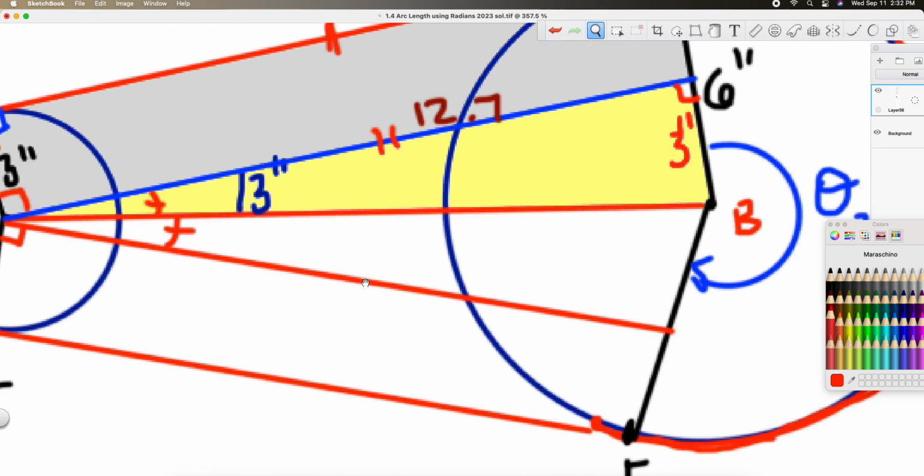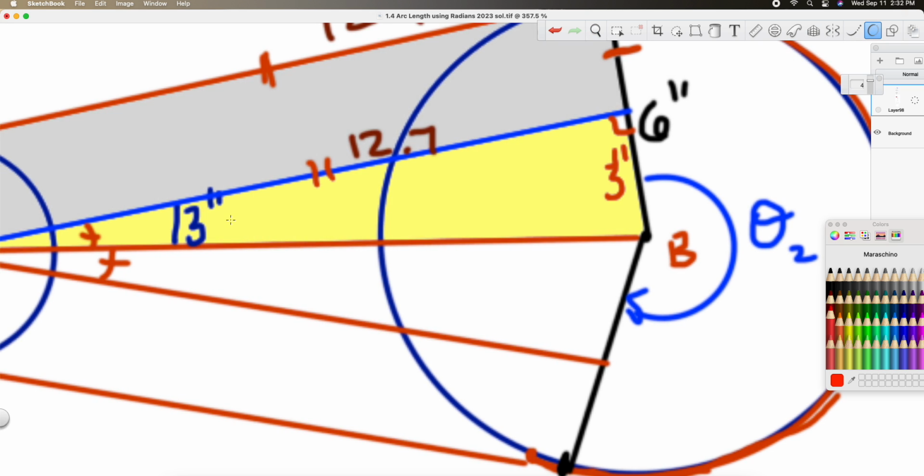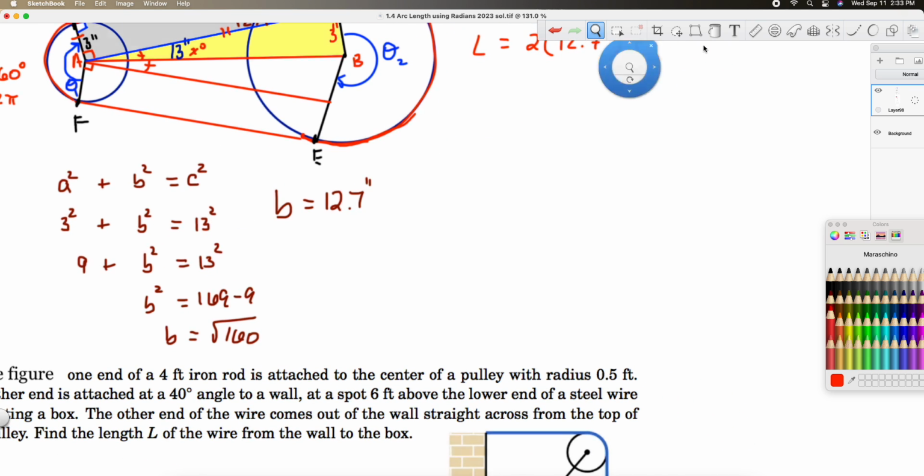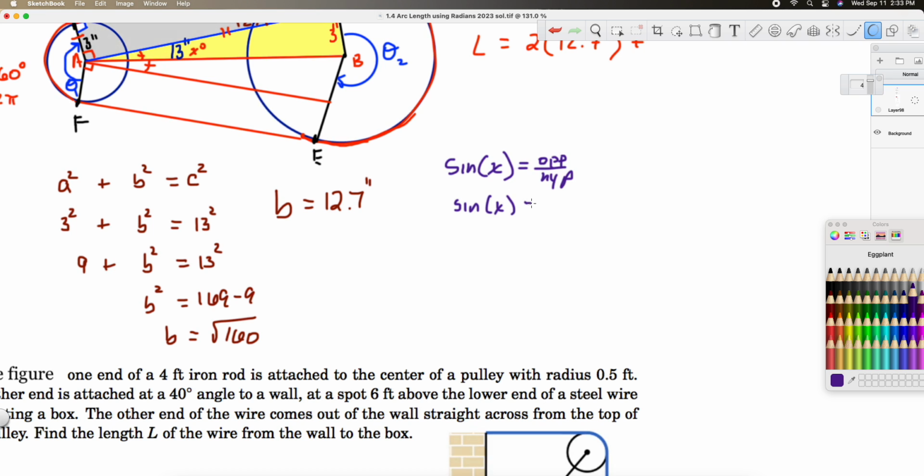So I have a right triangle. I'll use a variable x here. X is my angle that I'm looking for. I know the opposite leg is 3, and I know the hypotenuse is 13. Opposite and hypotenuse, that is sine. Just remember it's opposite over hypotenuse. Sine of x equals 3 over 13.